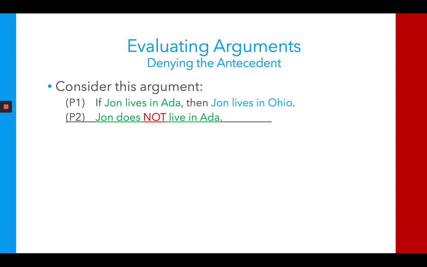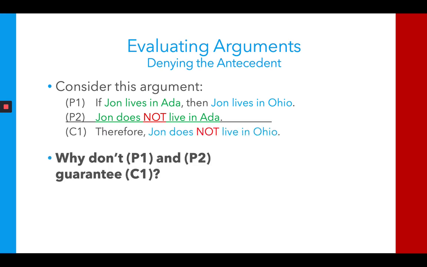Here's another one. Consider this. If John lives in Ada, then John lives in Ohio. John does not live in Ada. It's tempting to conclude John does not live in Ohio. Do the premises guarantee the conclusion?